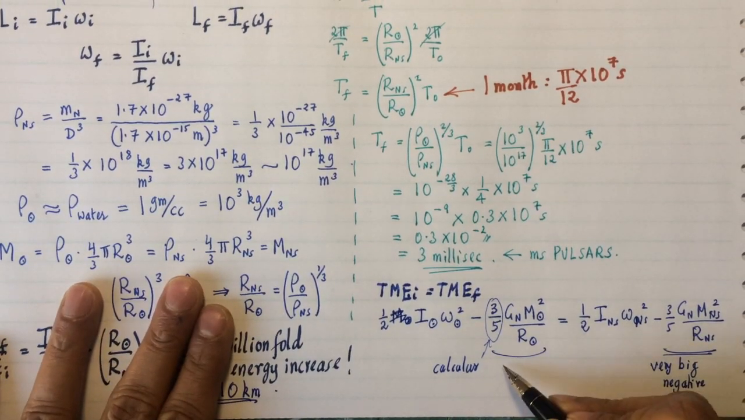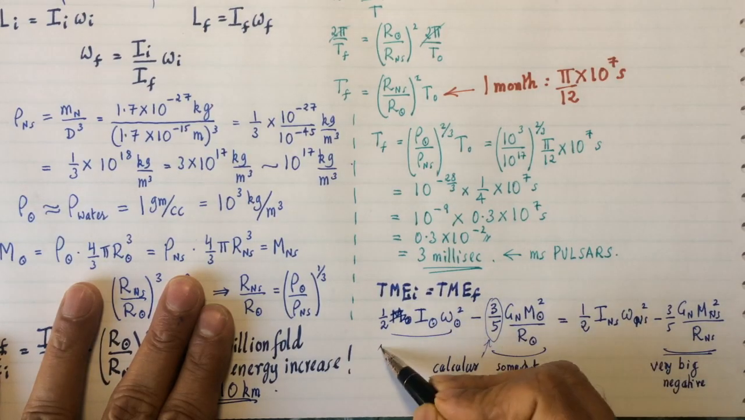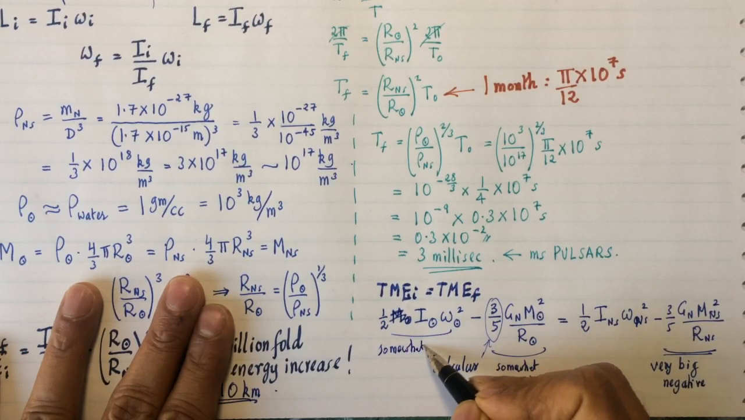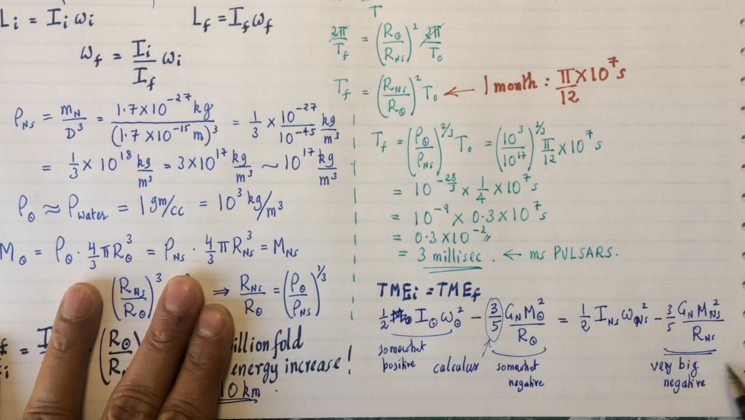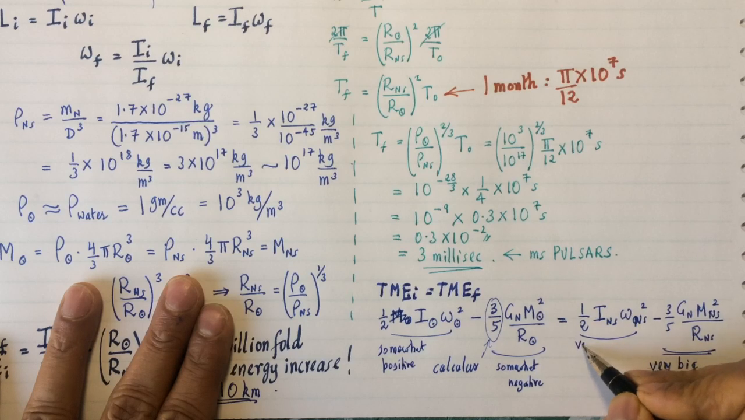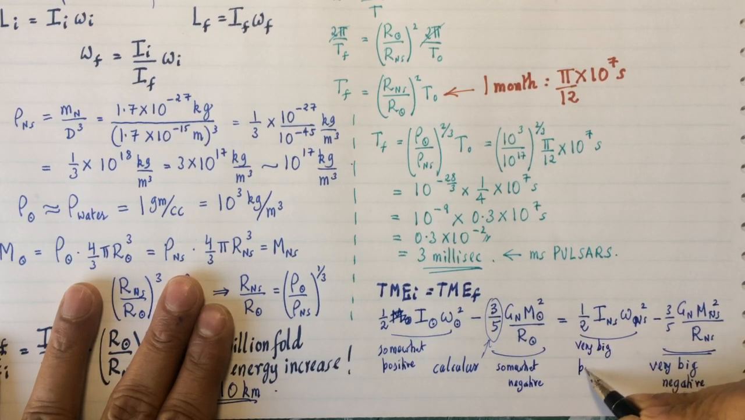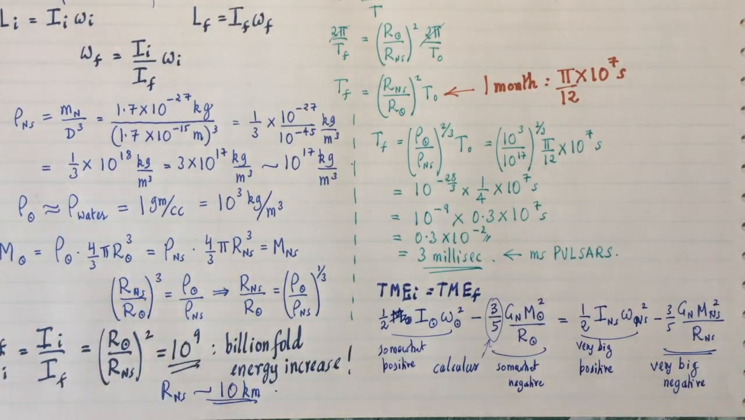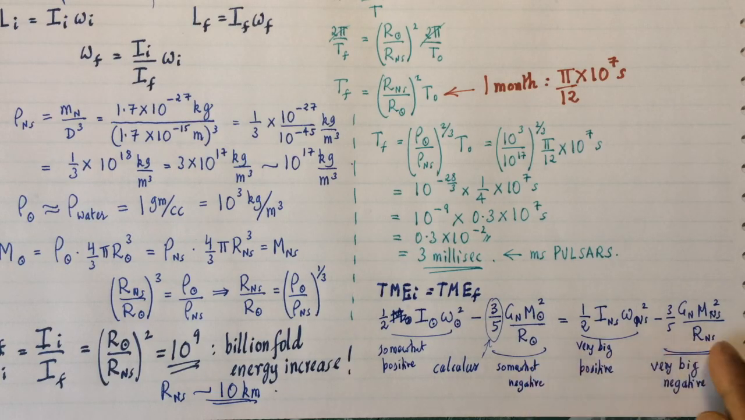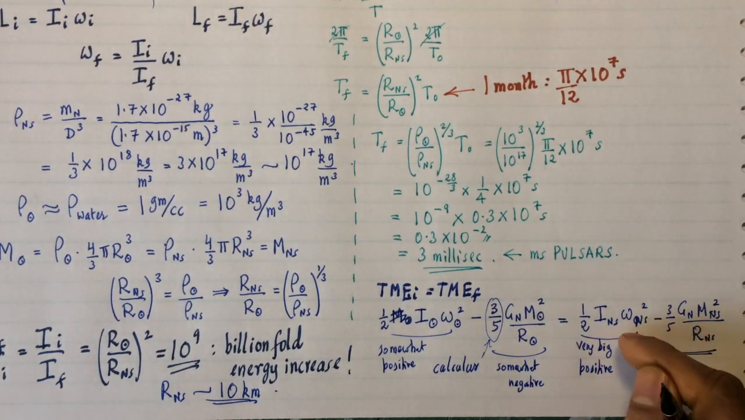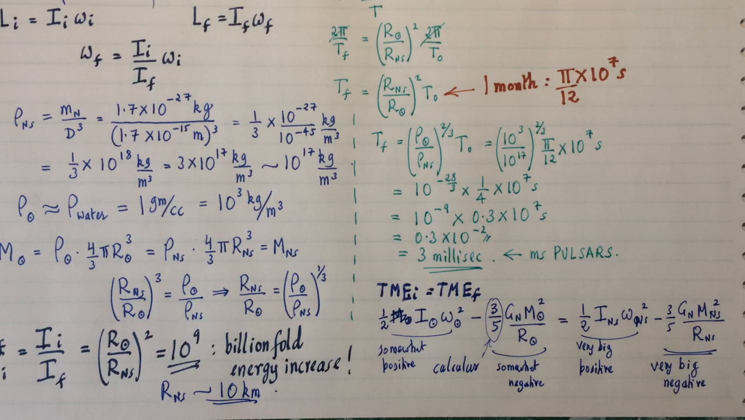And that's going to be just a somewhat negative. And let's just say that's somewhat positive. So you have somewhat positive plus somewhat negative, and you have a very big negative, so you need a very big positive here. And that's the reason why this gravitational potential energy that's feeding into this system, it's getting so negative that it has to go somewhere, and it goes into the spinning up of the neutron star so that the left hand side and the right hand side can be equal.